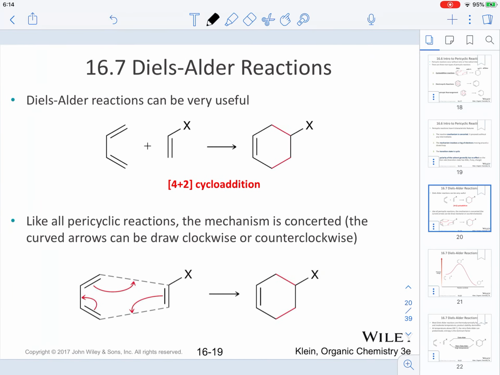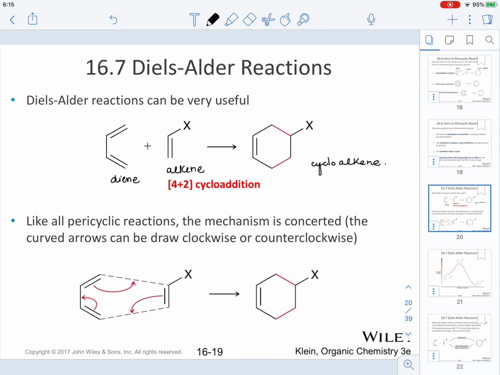The particular cycloaddition reaction that we're going to be focusing on in this chapter is called the Diels-Alder reaction. And the Diels-Alder reaction is actually very useful because, as you can see, we're going to have a 4+2 cycloaddition reaction, which means that we're going to have the diene interact with an alkene, as I just mentioned, and then whatever group is in the alkene is going to be part of the ring system of the cycloalkene.